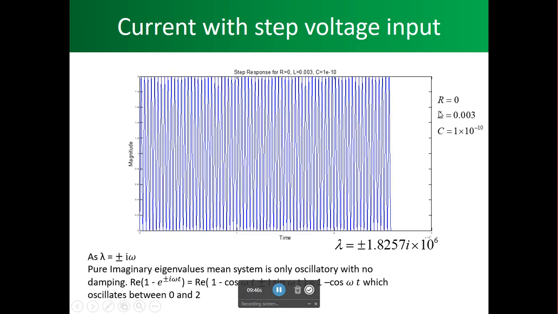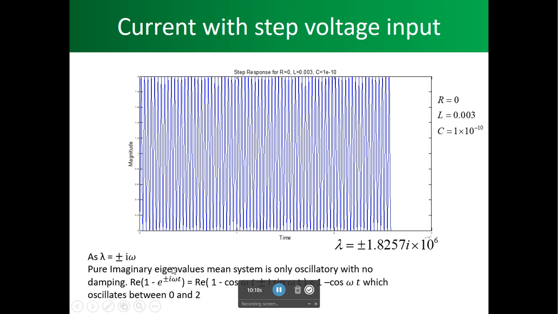Remember I mentioned to you that L and C are both imaginary components. R is the only real component. Now, as this real component is removed from the circuit, lambda is equal to plus or minus i omega. This is a pure imaginary eigenvalue. It means the system is only oscillating with no damping.